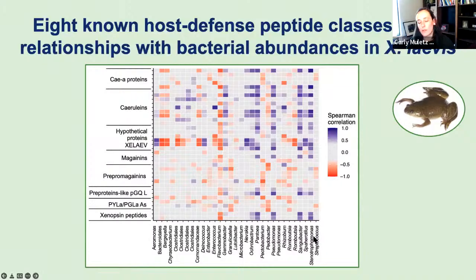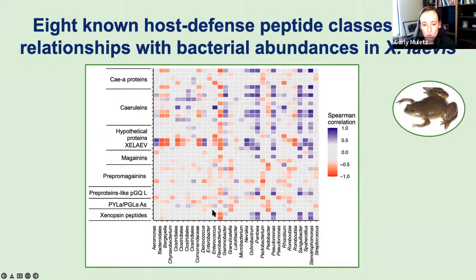And this is where the strength of the model system comes in, because we know what a lot of these host defense peptide classes are. Unfortunately, in salamanders, almost all of them are novel, and it makes it a little bit more challenging. But in this instance, we know what these classes of peptides are.